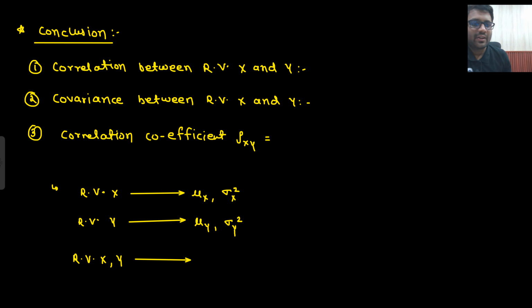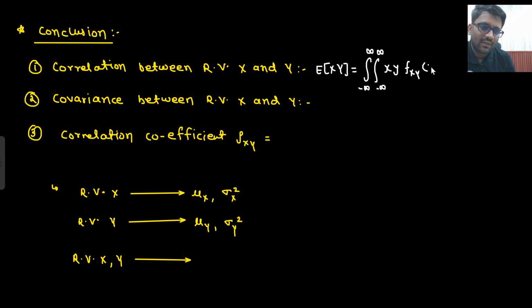So correlation between random variables X and Y is given as expectation of XY, and that is given as the integral from minus infinity to infinity, minus infinity to infinity, of xy f_XY(x, y) dx dy.